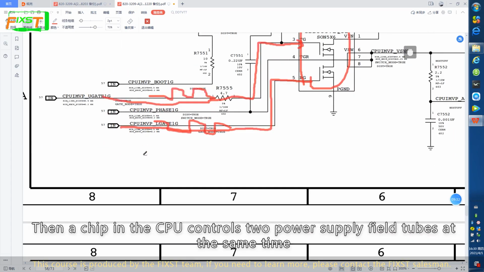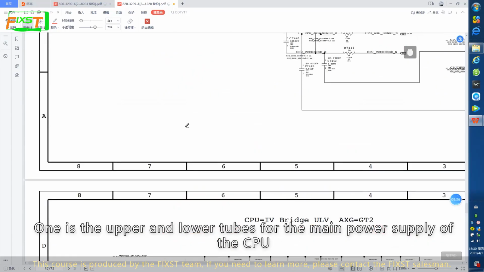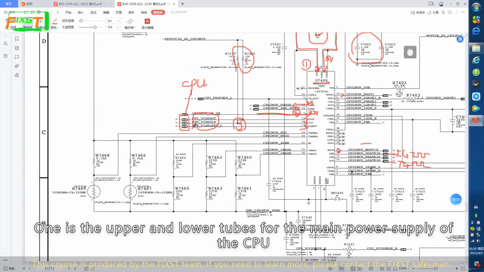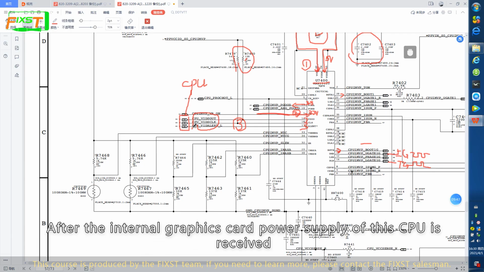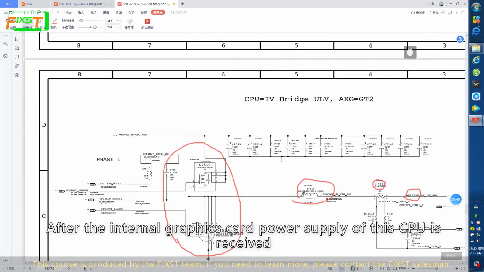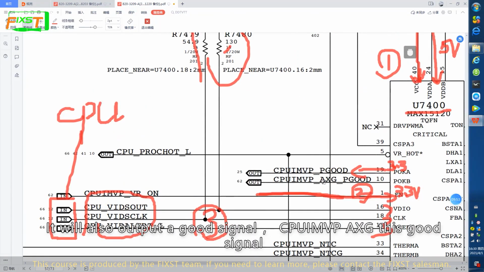Then the chip in the CPU controls two power supply field effect transistors at the same time. One is the upper and lower tubes for the main power supply of the CPU. The other controls the work of the upper and lower tubes of the internal graphics card power supply of the CPU. After the internal graphics card power supply of the CPU is working, let's take a look, it will also output a good signal. CPU_MVP_AXG is a good signal.